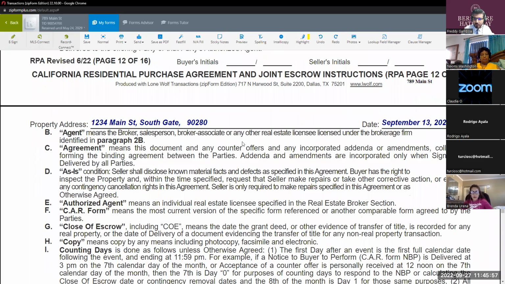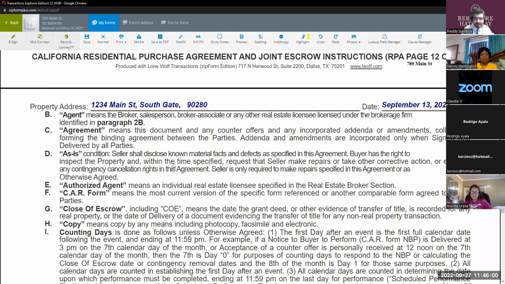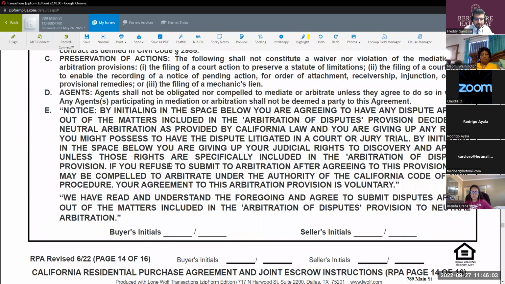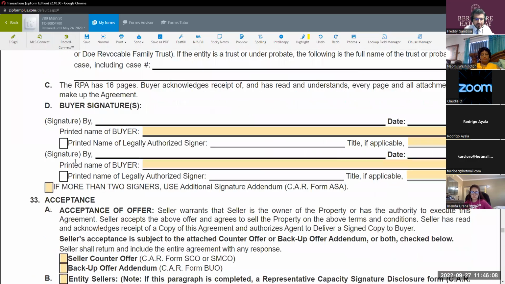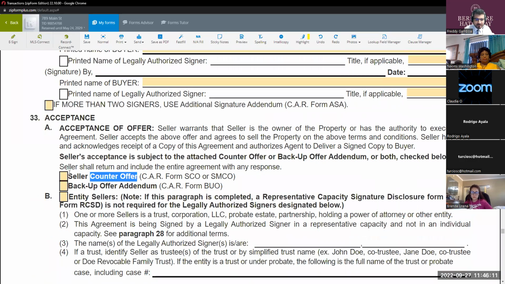And again, as we go through the pages, make sure everything has been initialed and signed, right? So right here, make sure they're not an entity. And also make sure to select this box as a seller's counteroffer. Always make sure to select this box, if it's a seller counteroffer, or also if it's a backup offer as well. Now, if your seller's an entity, a trust, a probate, or power of attorney, same thing. Select appropriate, depending on the situation. But again, do not forget to select seller's counteroffer.